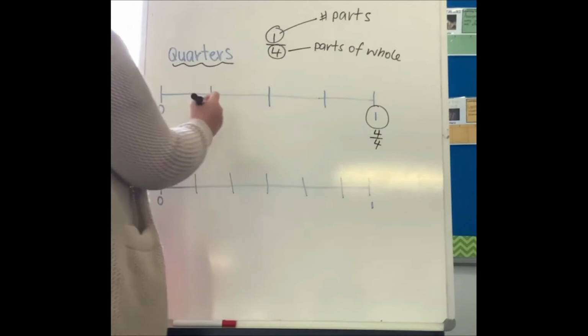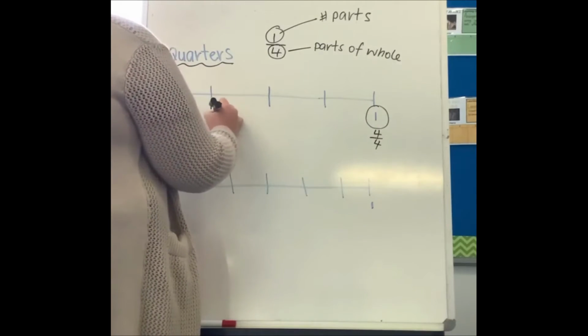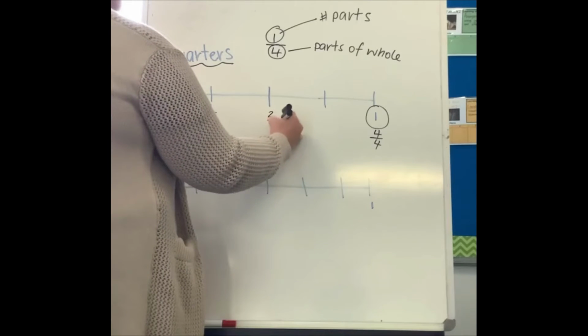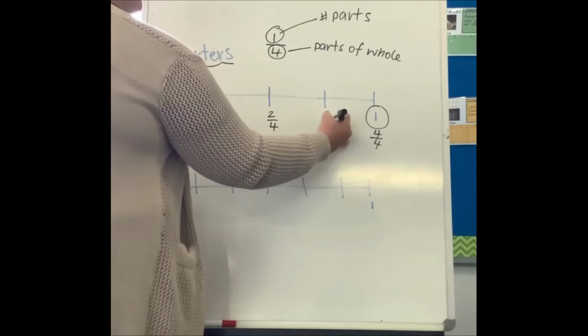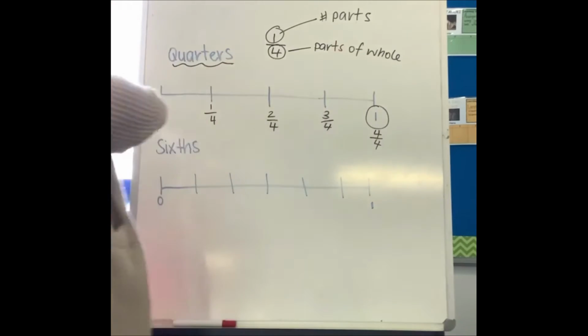So if we were to place our other parts along the way, we would have 1/4, 2/4, 3/4, with our 4/4 representing as our whole.